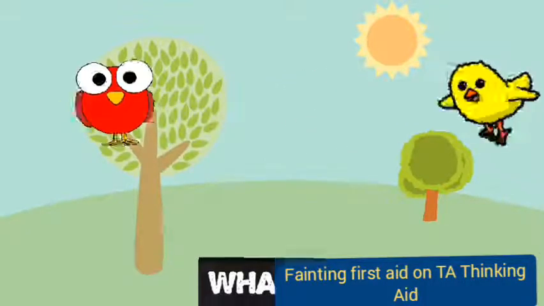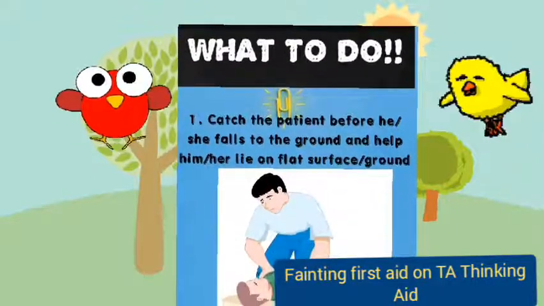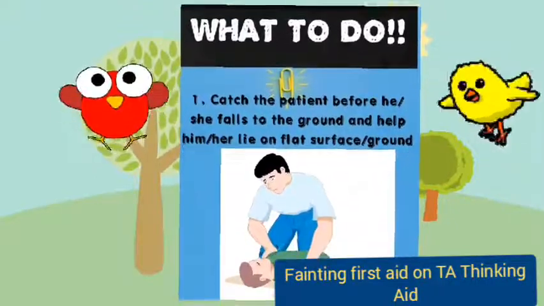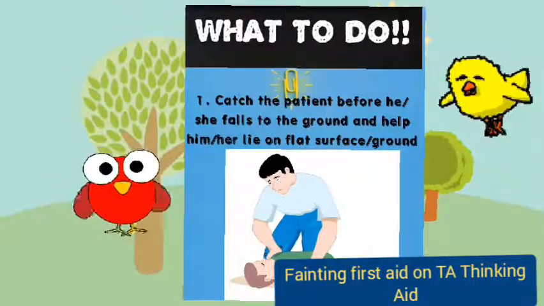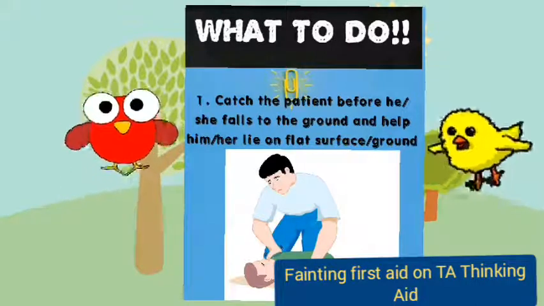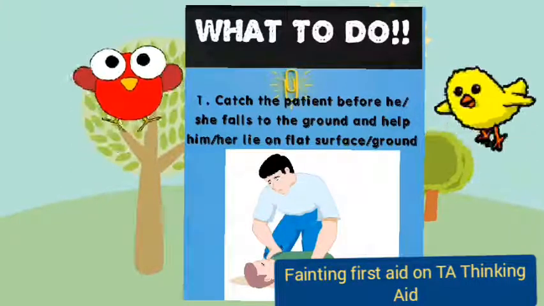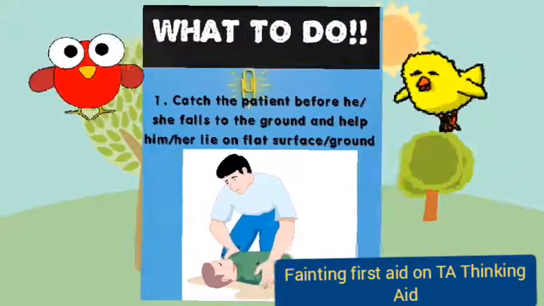Well, thanks, Sister Jane. What you need to do for somebody who has fainted is catch the patient before he or she falls to the ground and help him or her to lie on the ground. This will prevent the patient from acquiring other serious injuries that would occur if they were to fall without help.